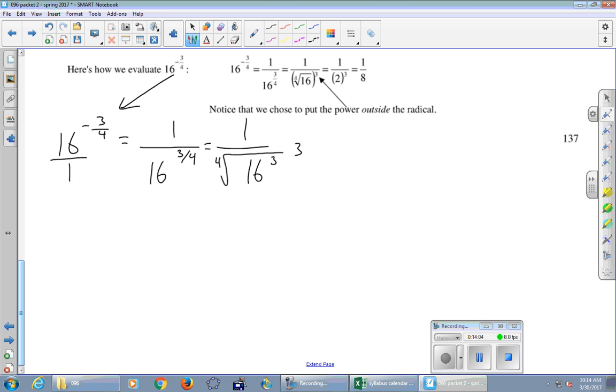Inside. Okay, this is technically not right. You can't have both. You can pick one or the other. They're both, so either one is okay. But here's the reason that I made the suggestion about putting it outside.